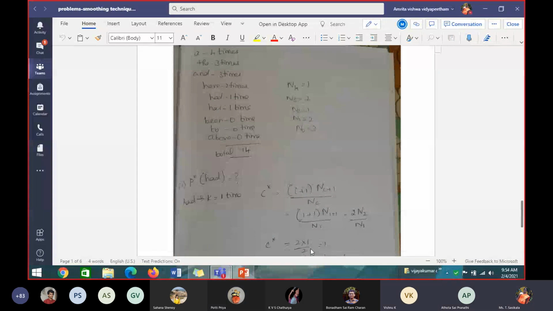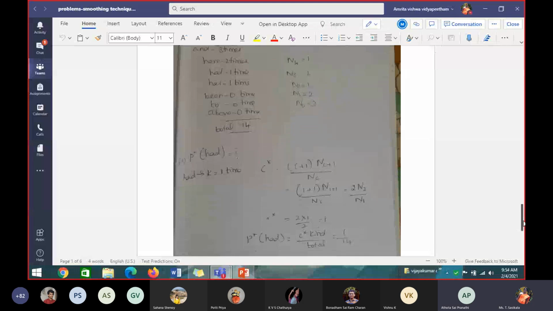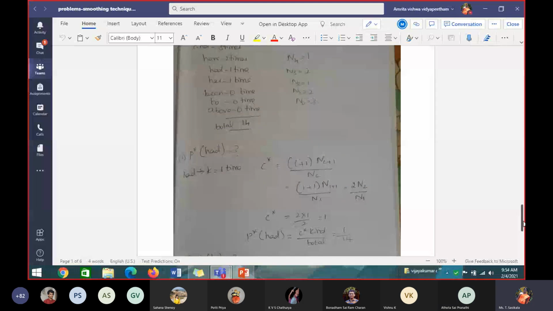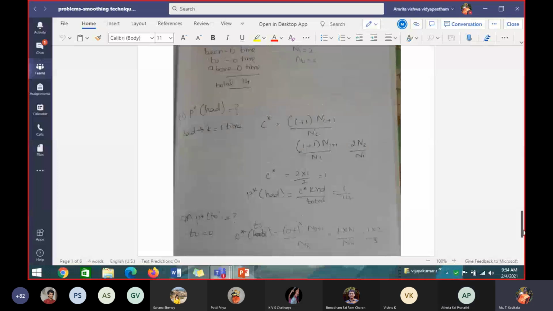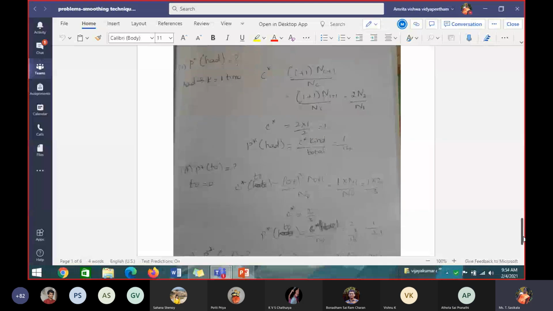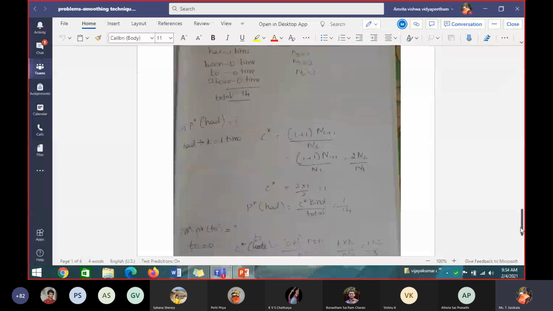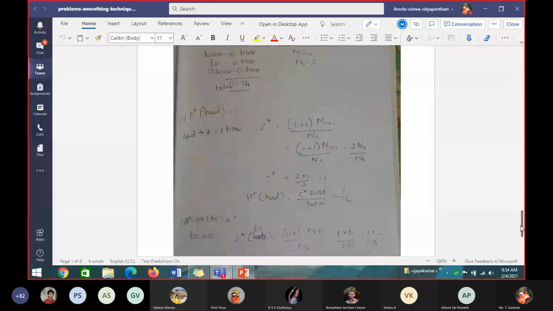C star is 1. So P star is equal to C star divided by N. N is the total. What is the probability? 1 by 14. This is the probability for the word occurring 1 time. Similarly, for a word occurring 0 times, 2 is occurring 0 times. So next, you find P star of 2.